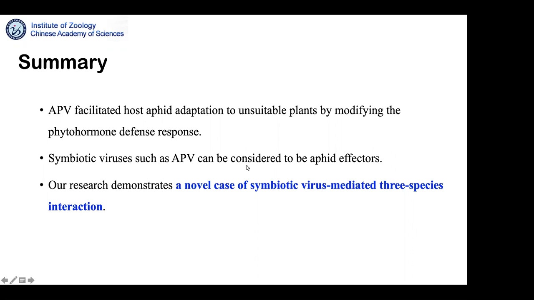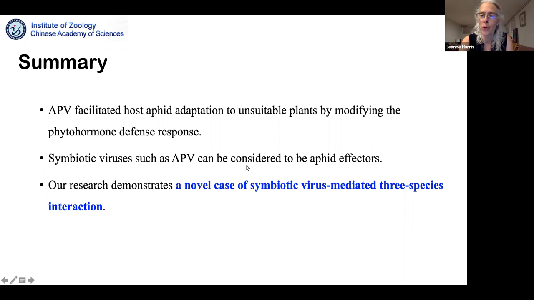We have one more question from Michael Jones, which is very related. Is there any identity between the APV genome sequence and JA pathway genes? Could there be an RNAi-mediated pathway reducing JA expression? So is there part of the APV genome that interferes with expression of JA genes via RNAi? That's an interesting question. Have you noticed anything?